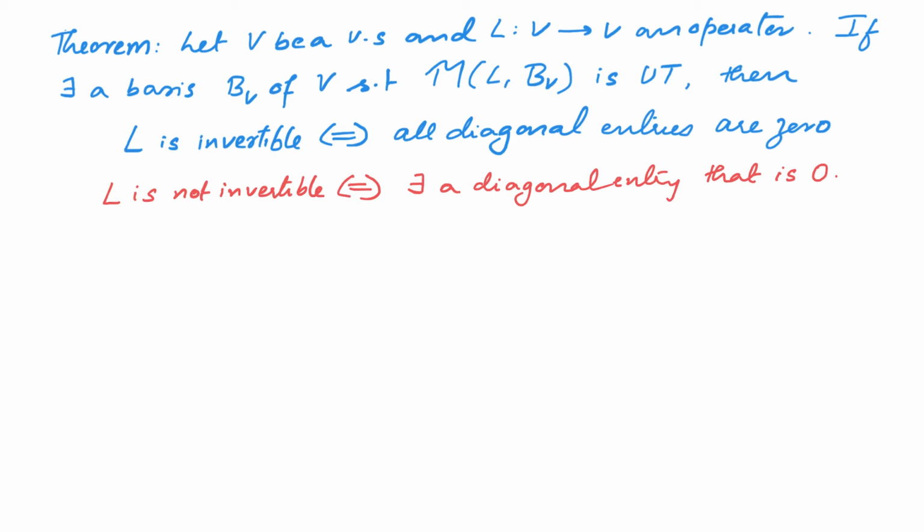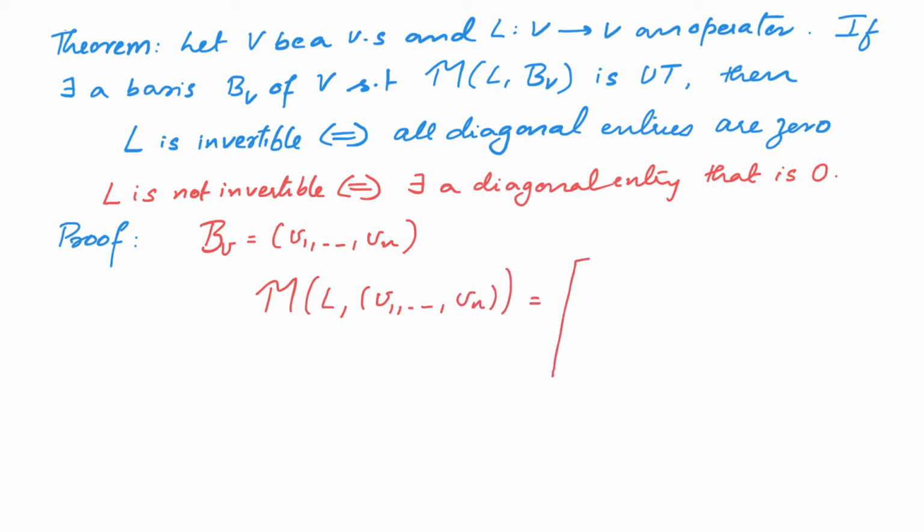Let us see how to prove this result. Before we start the proof, let BV be equal to v1, v2, v3, etc. up to vn, and the matrix representation of L with respect to the basis v1, v2, v3, etc. up to vn be equal to lambda 1, lambda 2, etc. up to lambda n in the diagonal, 0 below the diagonal, and above the diagonal we don't really care too much. So let the matrix be as we have described.